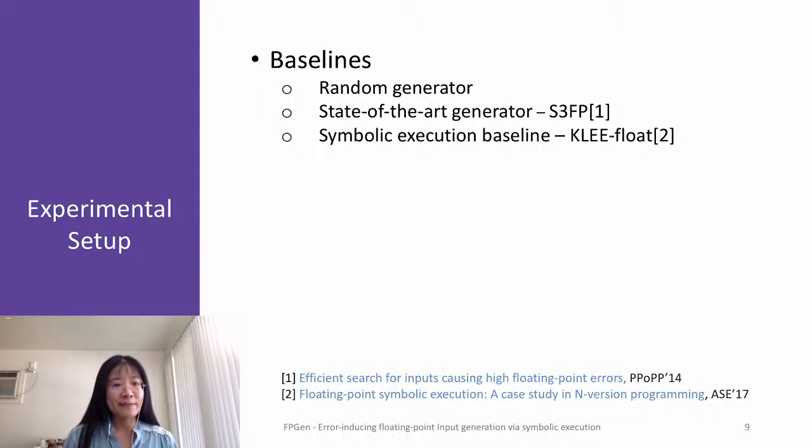We compare FPGen to 3 baselines. The first is the random generator. Second is the state-of-the-art generator S3FP. It is an error-inducing input generator that is based on randomness. The third is a symbolic execution engine for floating point, CleFloat. This is also the symbolic execution engine we used in FPGen.